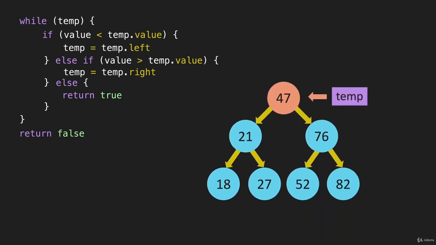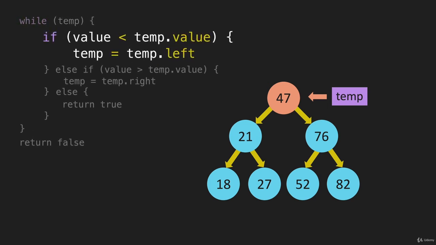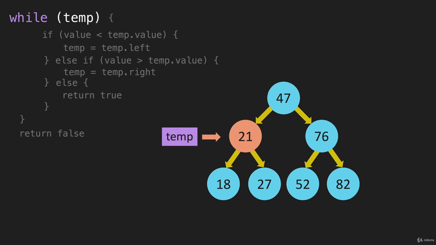So I'm going to bring up a tree, and we're going to look for, in this case, the number 27. So temp is starting up there at the top, and we would say while temp, and temp is pointing to a node, so our while loop will run. And in this if statement, the value is less than temp.value, so we're going to say temp equals temp.left, which moves that down.